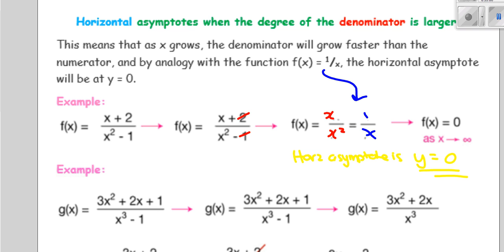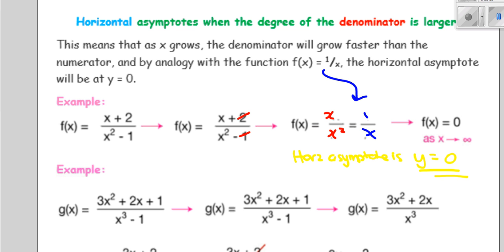Miss Marie, I don't get how you went from 1 over x to y equals 0. Oh yeah, it's all because the basic reciprocal function always has the horizontal asymptote at y equals 0. Remember back to our lessons on reciprocal functions, 1 over x is at x equals 0, y equals 0. So when it cancels down, it becomes a basic reciprocal function.